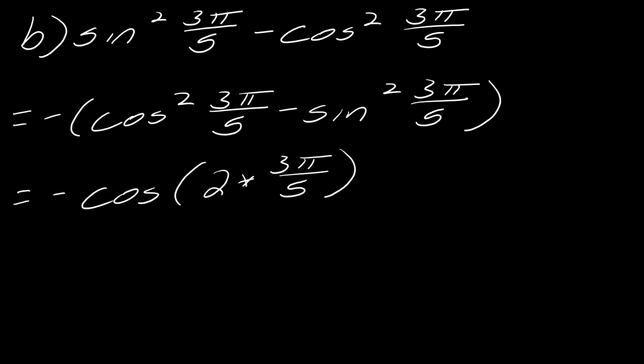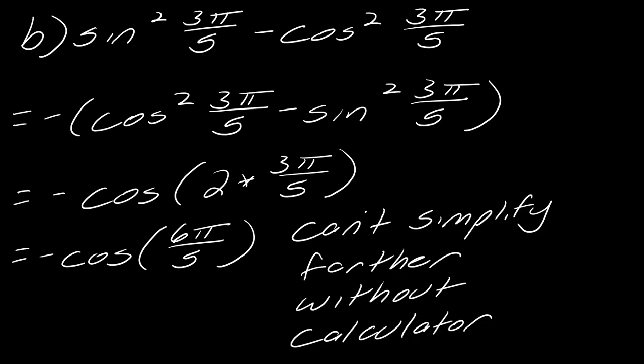So I can just take negative cosine of 2 times that 3 pi over 5. And so then this becomes negative cosine of 6 pi over 5. I can't simplify this farther without a calculator. And I know how to plug something in with a calculator. So this is as far as I can simplify this. So we're going to call this good and simplified for now.